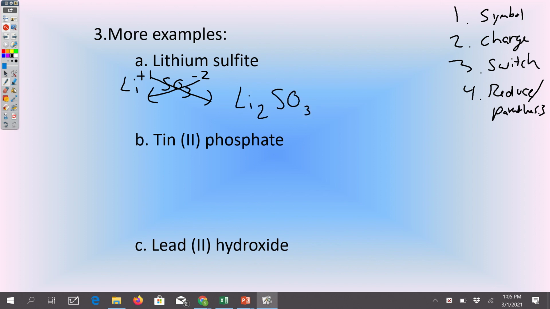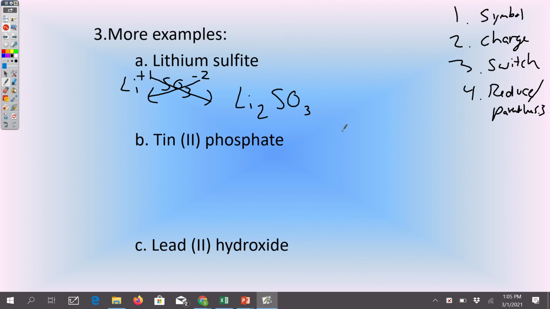So it's going to be Li2SO3. I cannot change this number right here. That is how many oxygens it has, not how many sulfites there are. So there would be a 1 on the outside, but we don't write a 1, so therefore we also don't need parentheses. All right, let's try the next one.